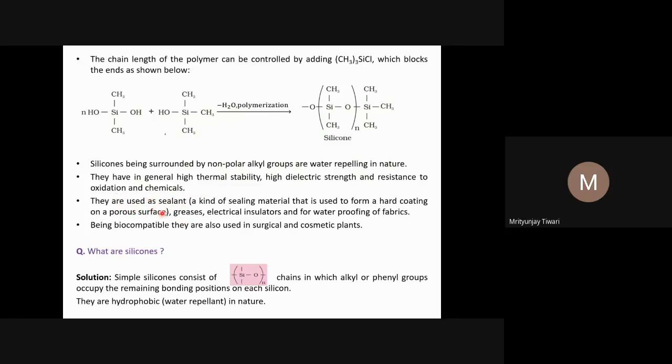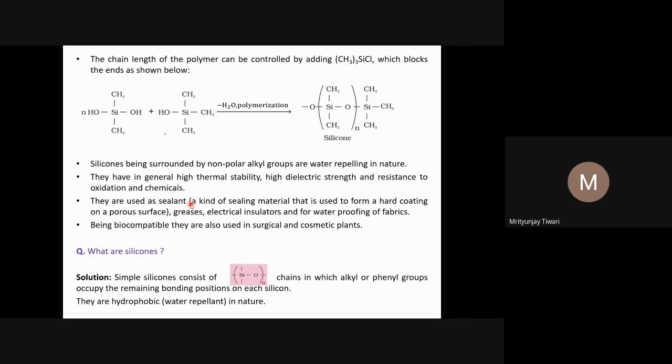The silicones are used as sealants. Sealants are a kind of sealing material that is used to form a hard coating on porous surfaces. So if porous surfaces are there, you use a hard coating so that it doesn't allow something to pass. These silicones are used as sealants, and so they won't allow water to pass through. Once you do the coating, it will act as a water repellent material.